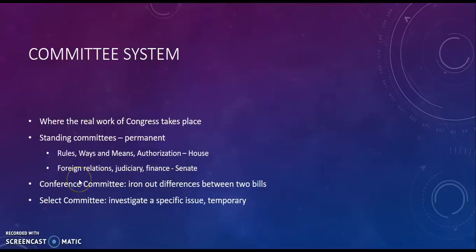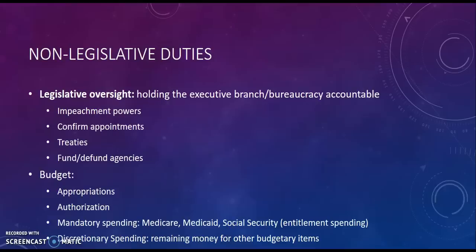Conference committees are when the two houses, or two chambers, I should say, have different bills on the same subject matter, and they're going to iron out the differences to make one bill. So that's sort of one of the final stages of a bill. And then sometimes you have what are called select committees, where they're going to investigate a specific issue, such as Watergate. That's a good example of that. They are temporary, hence the idea of being select.